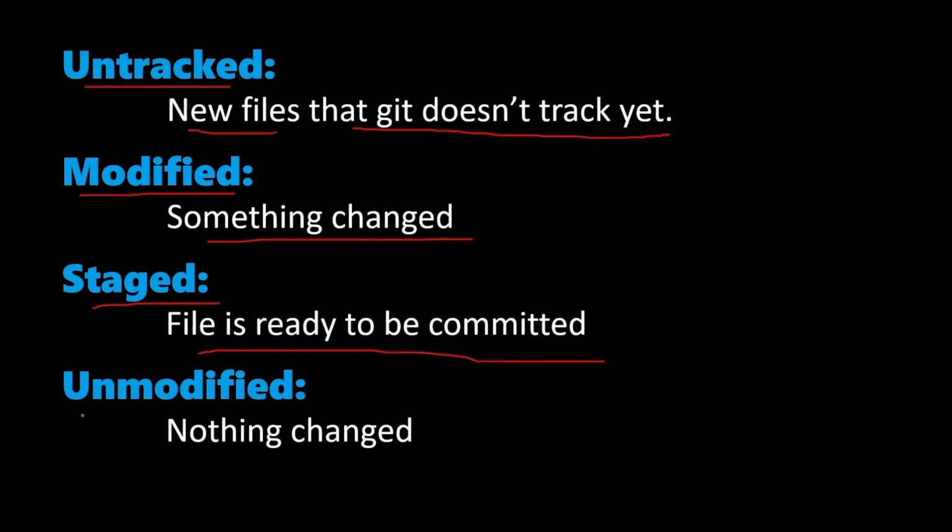What does unmodified mean? Unmodified means nothing is changed, right? If I don't make any changes to the files that I had in my demo repo and I run git status, it will say that the files are unmodified, nothing changed. You have changed nothing in that file. So I hope you understand the difference between all these statuses in Git. I hope you understand all of this.